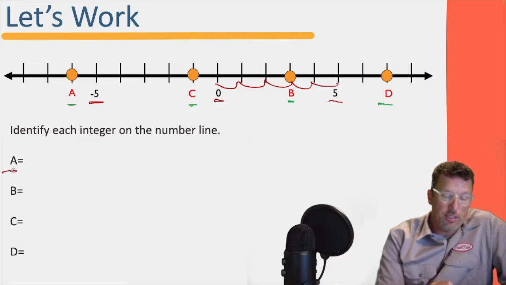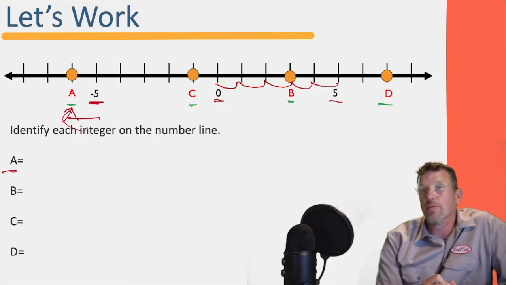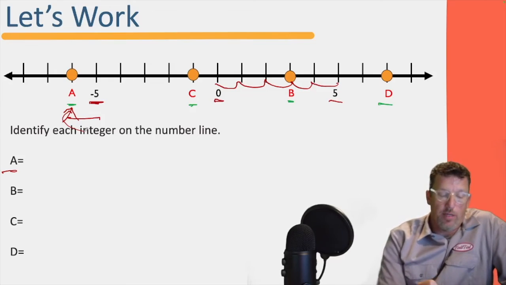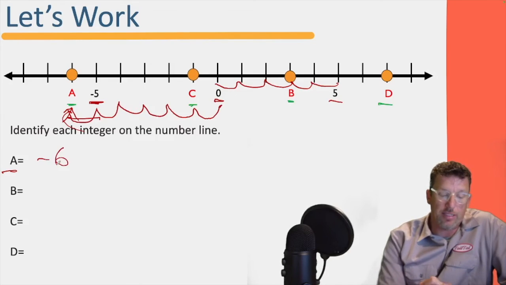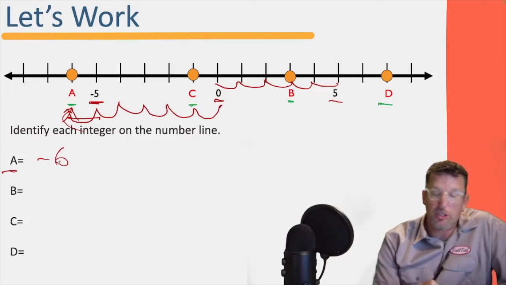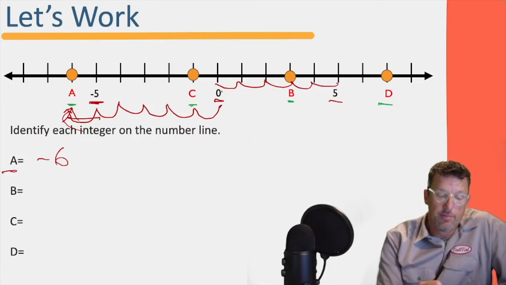So let's start with A. Where is A? Well, here is A right here. And if this is -5, what would be the next one to the left, if each one of those spaces equals 1? Well, we started here, and we went -1, -2, -3, -4, -5, -6. So your A should have been -6.